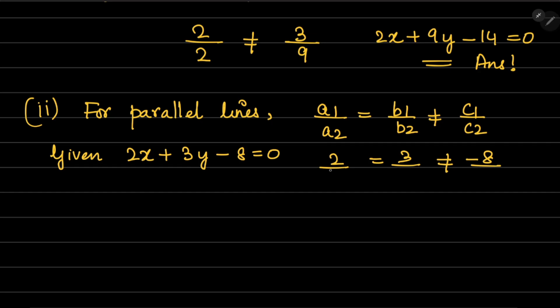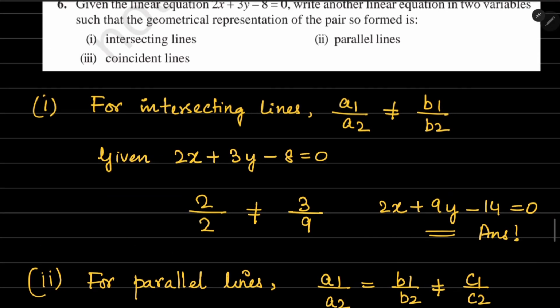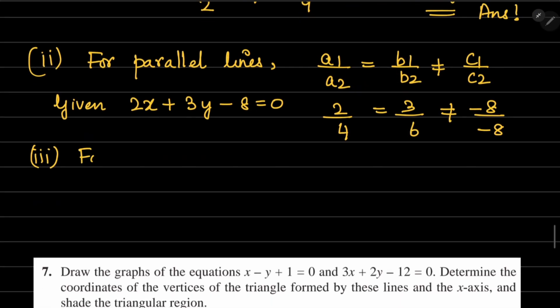Okay, so here what can I write? 2 divided by 4 can be equal, this is 1 by 2. So 3 divided by 6 again equals 1 by 2, but it cannot be equal to minus 8 divided by minus 8. So here it will be 1. Okay, so this can be another equation. Now moving on to the third one. What is the third question? For coincident lines.